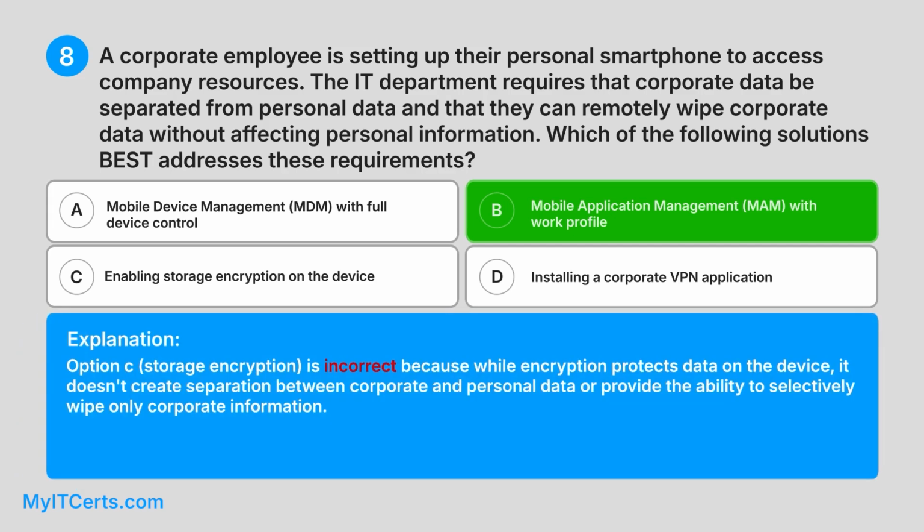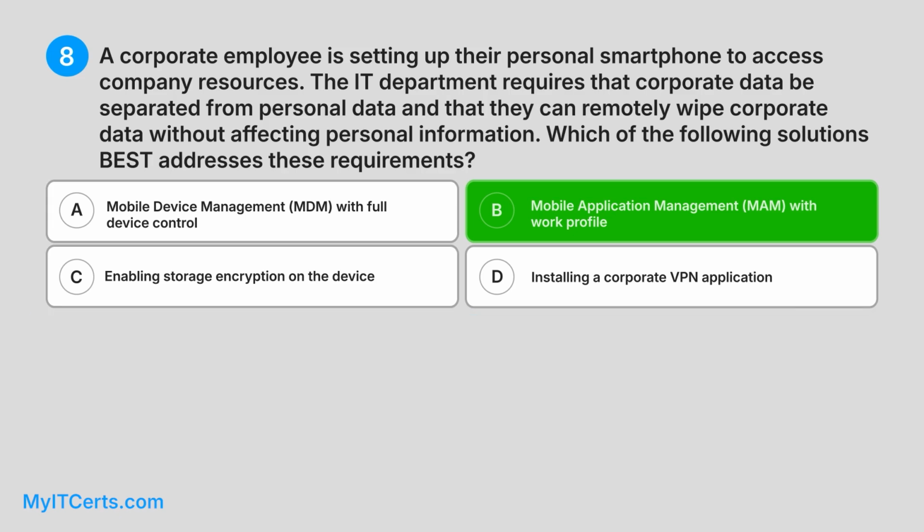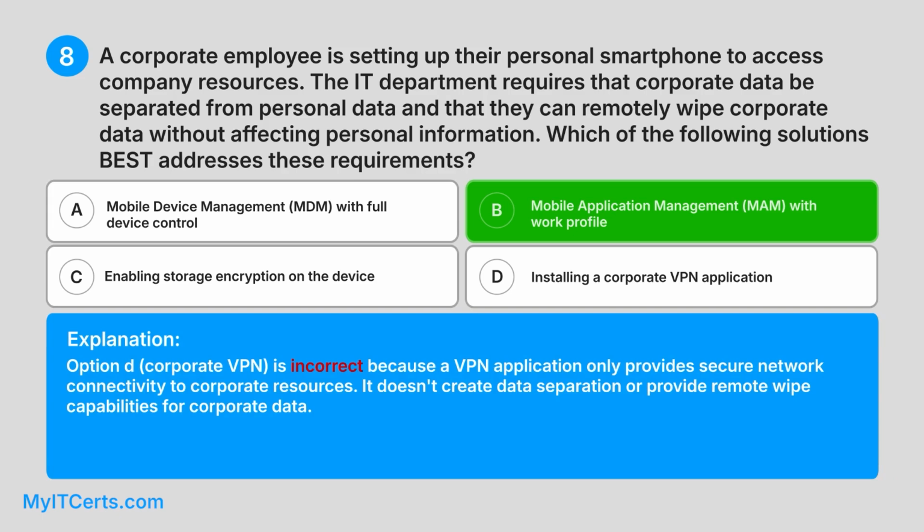Option C, Enabling storage encryption on the device, is incorrect because while encryption protects data on the device, it doesn't create separation between corporate and personal data or provide the ability to selectively wipe only corporate information. Option D, Installing a corporate VPN application, is incorrect because a VPN application only provides secure network connectivity to corporate resources. It doesn't create data separation or provide remote wipe capabilities for corporate data.